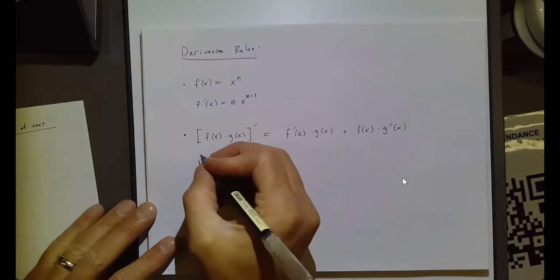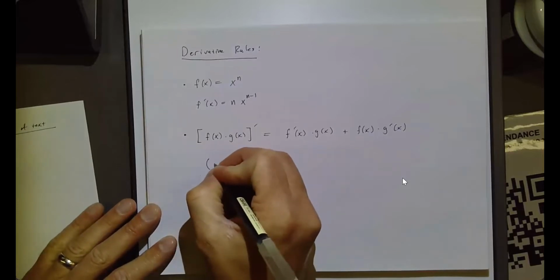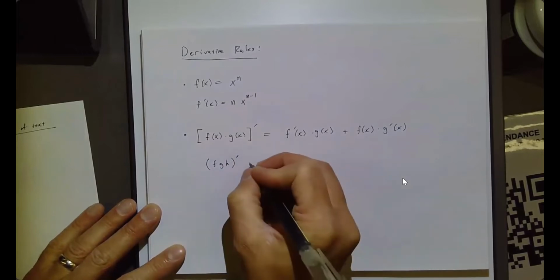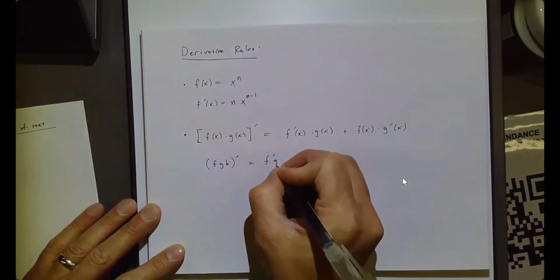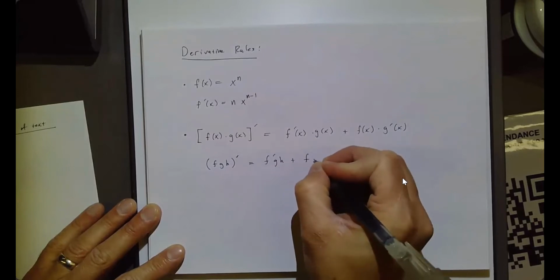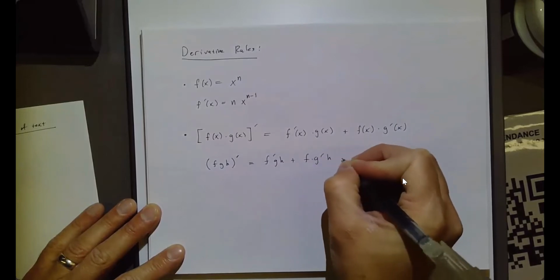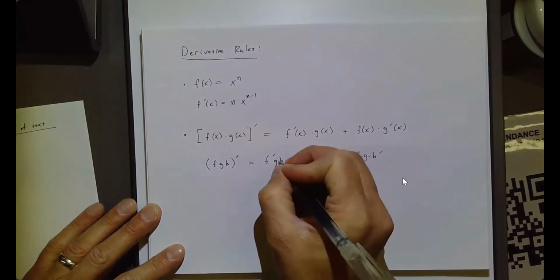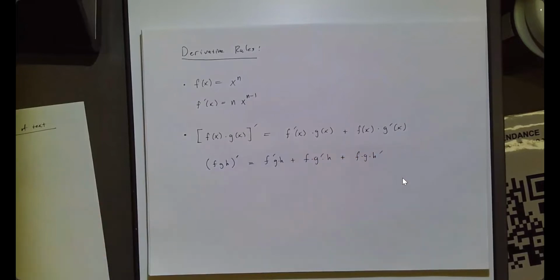So for example, if I was going to take the derivative of the product of the functions f, g, and h, it would be f prime times g times h plus f times g prime times h plus f times g times h prime. And you could extend that to any number of things. So if you had a derivative of a product of 4 things, there would be 4 pieces: the derivative of one piece times the other 3, plus the derivative of the next piece times the other 3, and so on and so on.